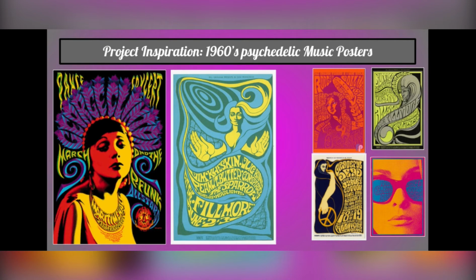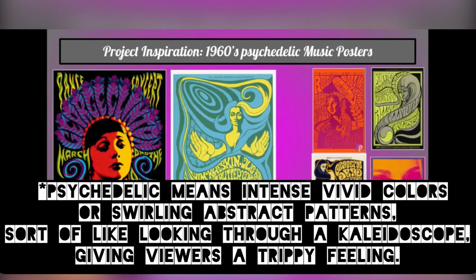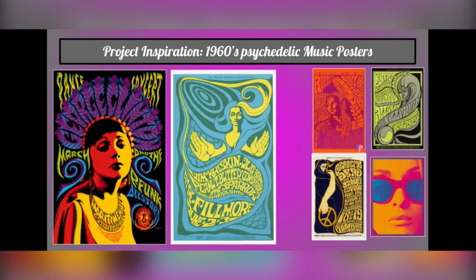A lot of times these musical posters have the word psychedelic attached to them. When we say that they're psychedelic, what we mean by that is that you have very vivid colors, you have swirling abstract patterns, and it almost looks as if you are looking through a kaleidoscope, sort of giving the viewers a little bit of a trippy feeling.